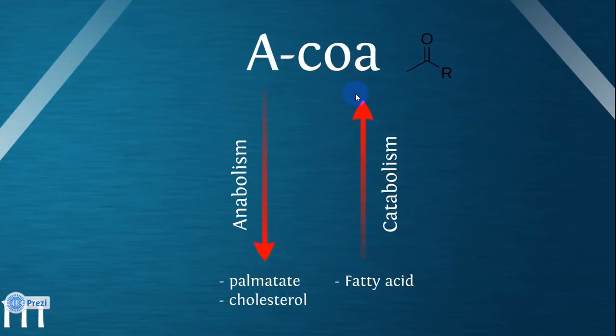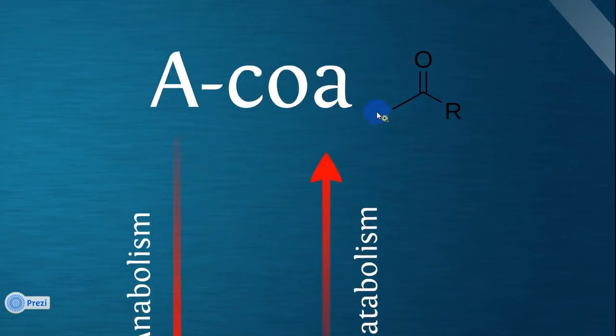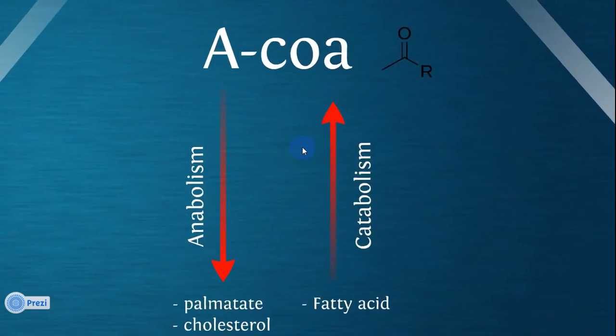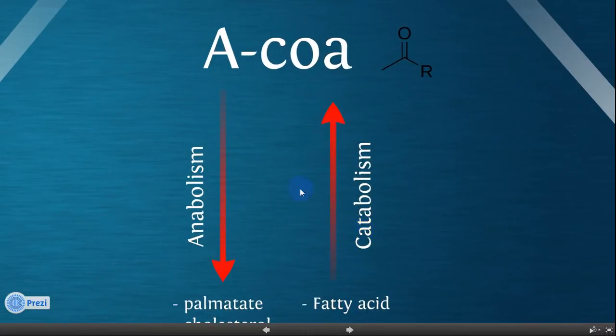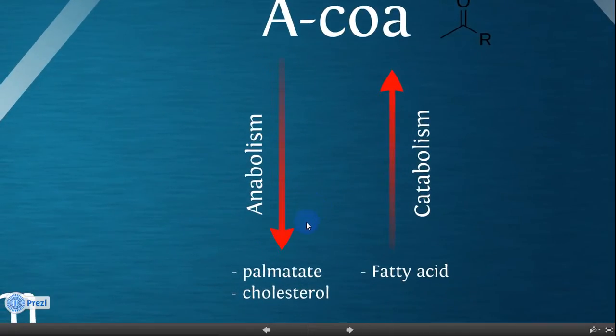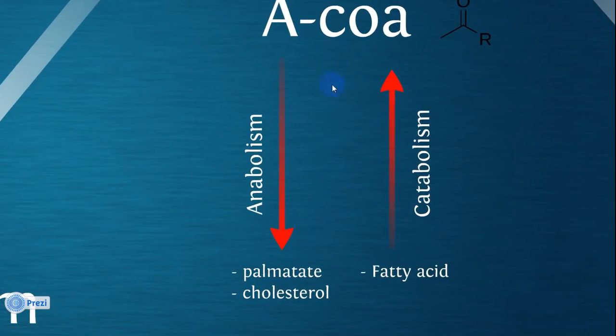The idea here is, the catabolism is how to convert fatty acids into acetyl-CoA. What is the acetyl group? It's a CH3CO, or COCH3. It's a functional group. This is the acetyl-CoA. Now, this is the catabolism, how to change fatty acids into acetyl-CoA. Now, the anabolism, how to build fatty acids like palmitate or cholesterol from the acetyl-CoA.